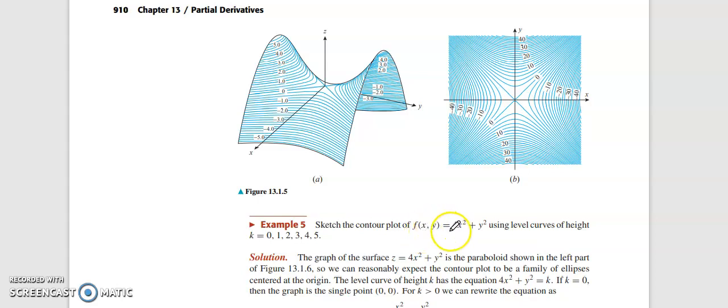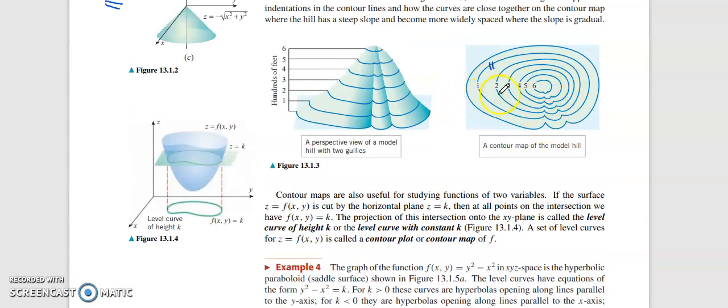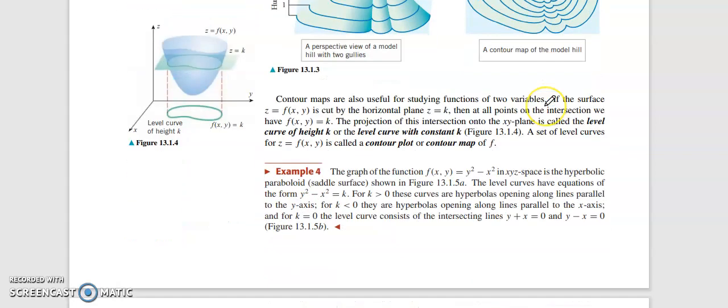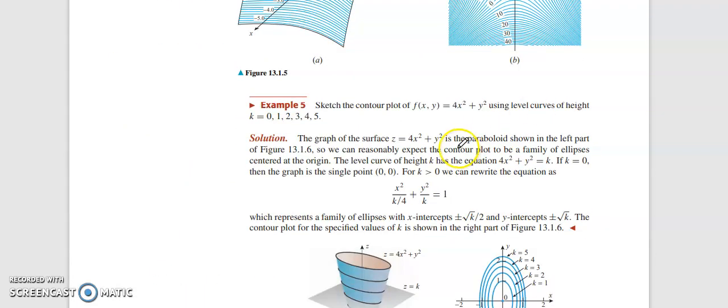If you are given the function, say f of x y equal to 4x square plus y square, you are asked to sketch the contour plot using level curves of height k equal to 0, 1, 2, 3, 4, 5, 6. So this figure is actually called the contour plot. The graph in which we mark different level curves is called a contour map. Here the level curves will be given by putting z equal to k, that will be 4x square plus y square equal to k. So that will be the equation of an ellipse.